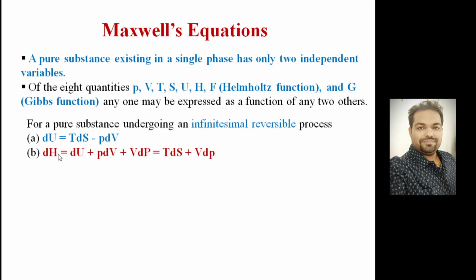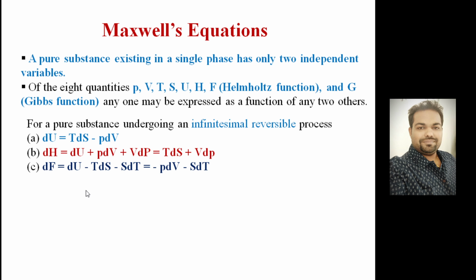And then for flow processes, instead of dU, I can write dH = dU + PdV + VdP. But if you look at this term, dU + PdV is nothing but TdS, from this equation. So I have put it here: dH = TdS + VdP. So this is the first TdS equation, and this is the second TdS equation. This is applicable for non-flow processes, and this is applicable for flow processes, right?